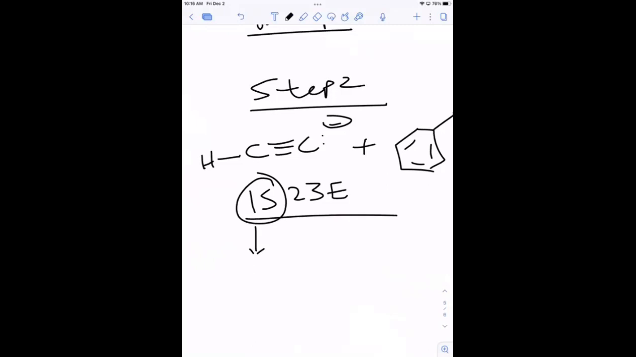Substitution. So this means that if you have a primary carbon, it's going to be substitution when you react it with the acetylide anion, and then if it's secondary or tertiary, you're going to do elimination.